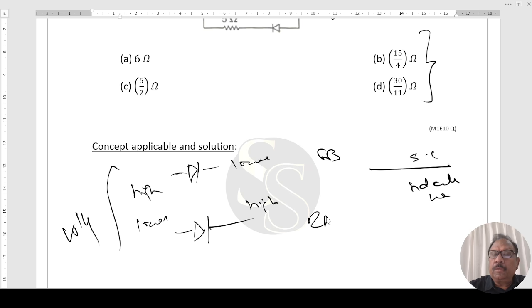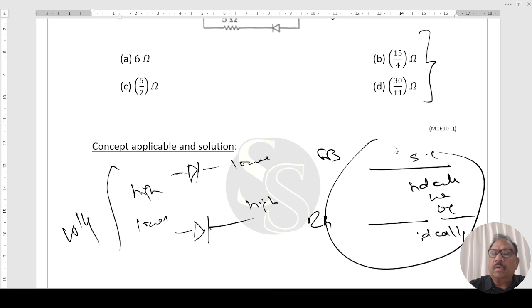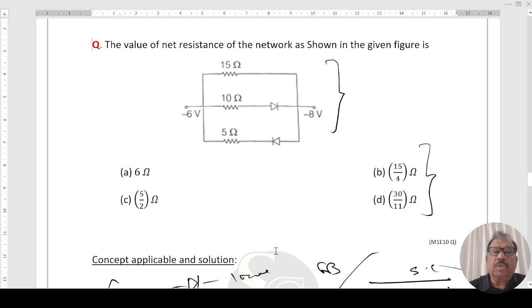Then this is reverse bias. Open circuit, ideally. It does not allow the conduction. Now in this case, minus 6 volt, minus 8 volt. So this is higher voltage. This is the lower voltage. So this is higher voltage, so this is forward bias.